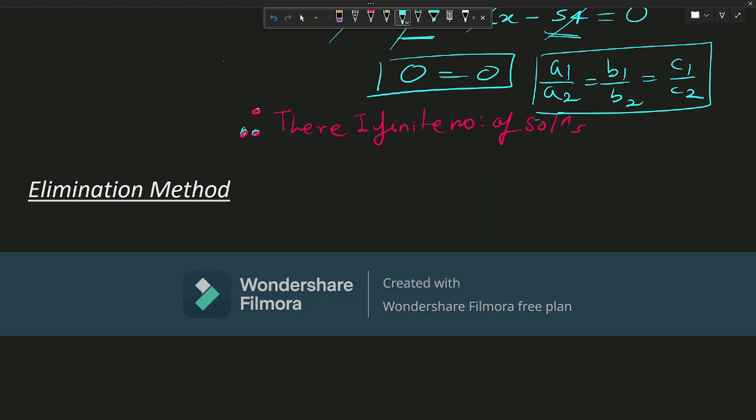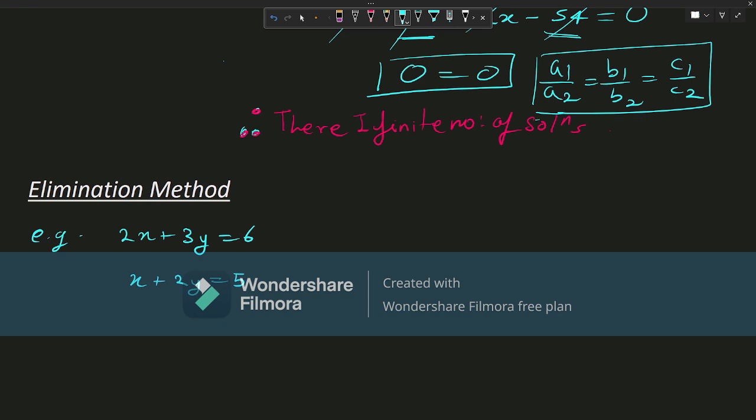Now let's begin with the elimination method. This method might seem a bit confusing at first, but it's not. Let's take an example. Suppose we have 2x plus 3y equal to 6 and x plus 2y equal to 5. Now what do you need to cancel here? Like the name suggests, in the elimination method we are going to eliminate a term, a variable.